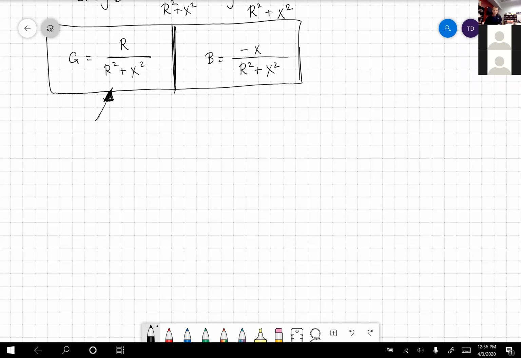Beautiful. Comments, questions? G plus jB, R plus jX, impedance, admittance, phasors. Any questions on any of that? All good stuff, all great stuff. You're loving it.